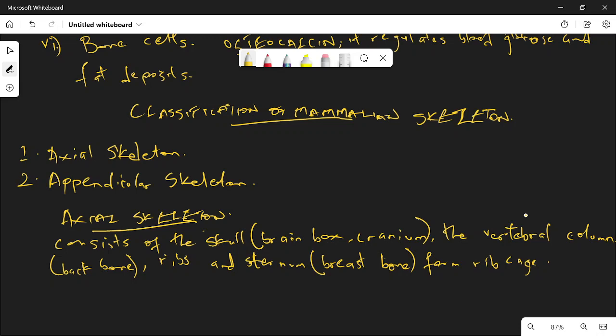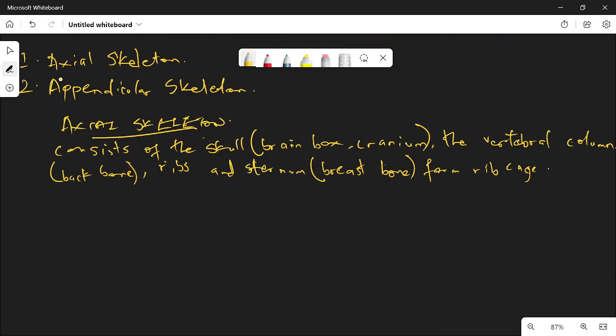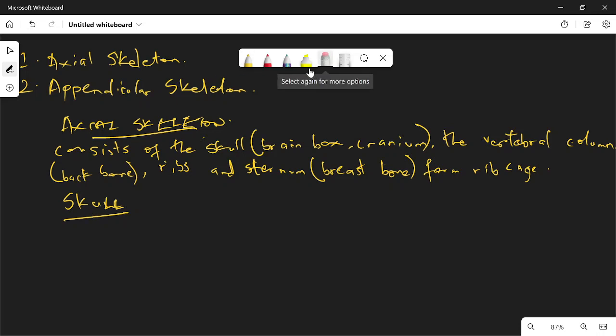So if we talk about the skull, we all know what the skull is. Am I correct? The skull is the bone of the head responsible for protecting the brain.